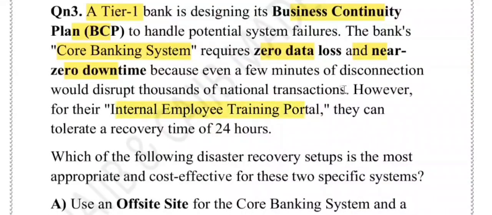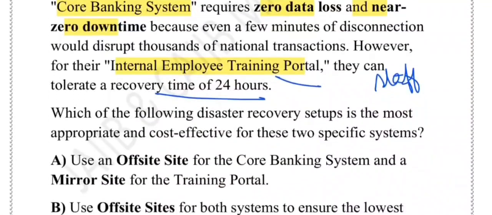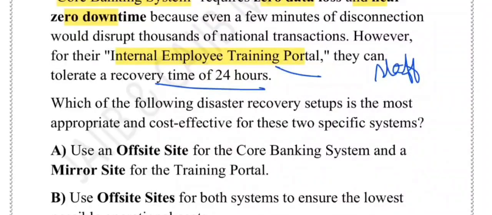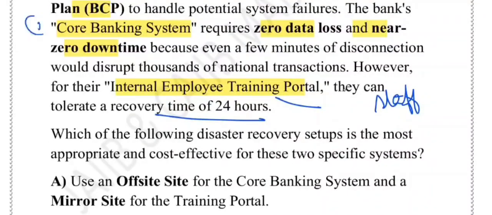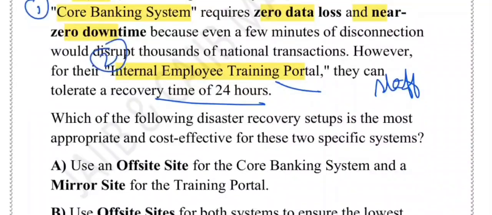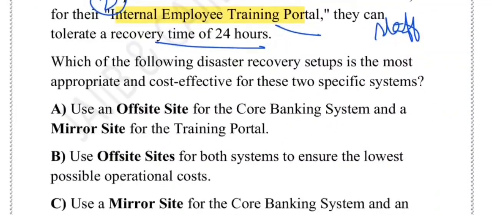So what does it mean? This internal employee training portal is used only for staff training, and they can tolerate 24-hour downtime. So obviously it is a non-critical system. The question is, which of the following disaster recovery setups is the most appropriate and cost effective for these two specific systems? One is the CBS and the second is the internal employee training portal.